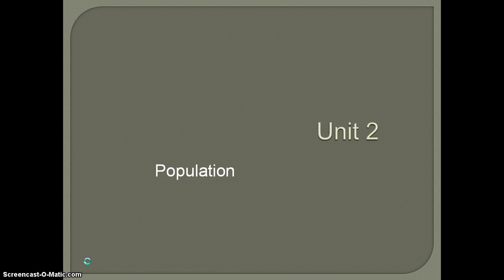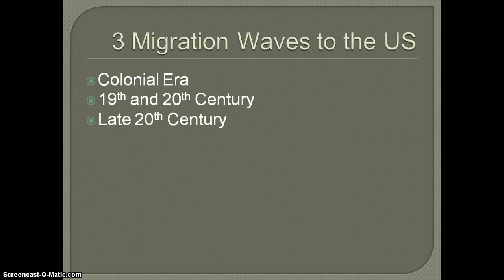We're continuing on in Unit 2 with our discussion on population, and specifically now we're talking about migration. There is a particular topic that seems to be important to the College Board, and they want it to be a part of the course and a part of the test, and that's what they call the 3 migration waves to the United States.